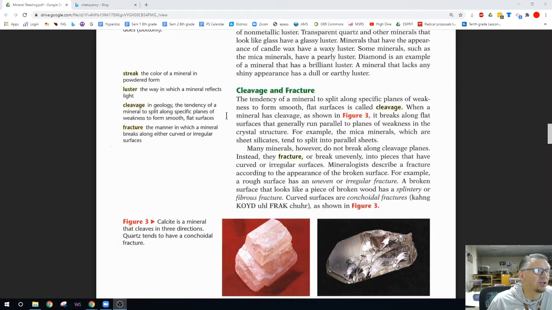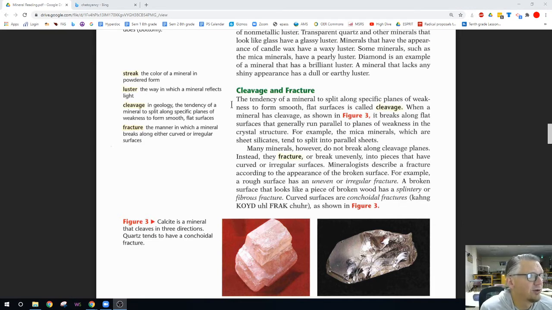Cleavage and fracture. The tendency of a mineral to split along specific planes of weakness to form smooth, flat surfaces is called cleavage. When a mineral has cleavage, as shown in Figure 3, it breaks along a flat surface that generally runs parallel to planes of weakness in the crystal structure. For example, mica minerals, which are sheet silicates, tend to split in parallel sheets.